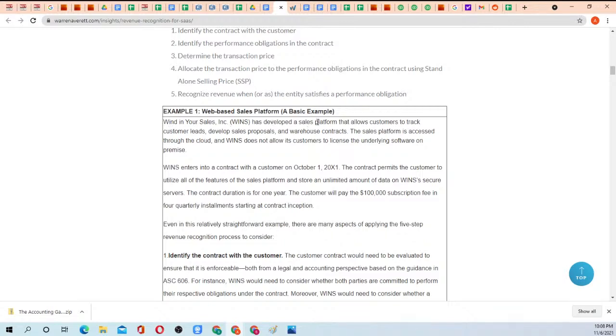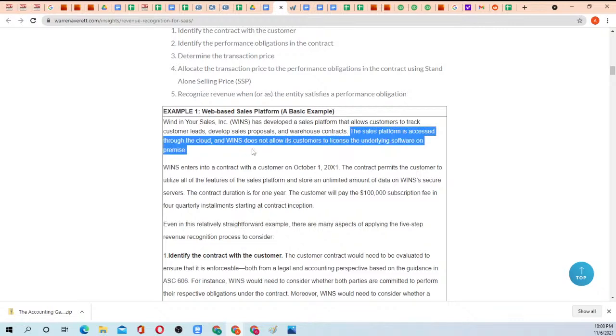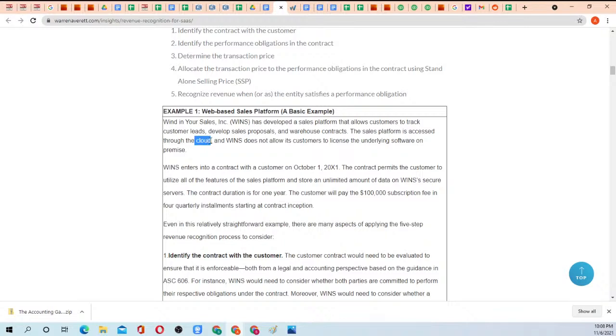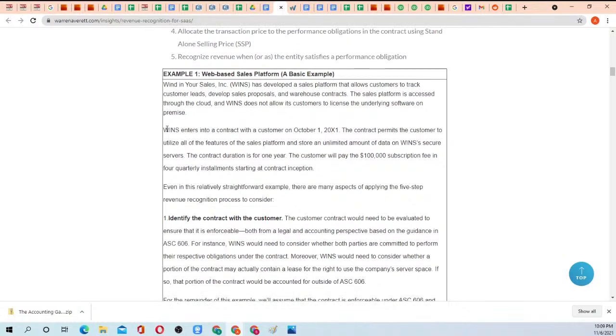Vince's Sales has developed a sales platform. So we have a sales platform that allows customers to track customer leads, just some form of CRM. The sales platform is accessed through the cloud. So cloud, hopefully you know what is cloud. That means that you can access it with the internet from anywhere. And it does not allow its customers to license the underlying software on premise. That's a separate big topic, software licenses, but it's good that we do not have a headache with that.